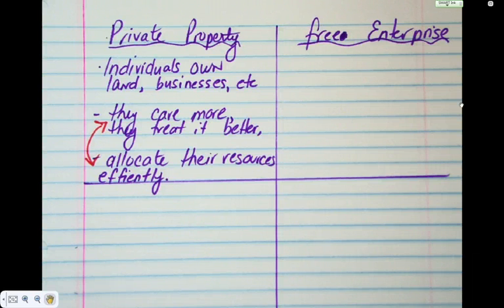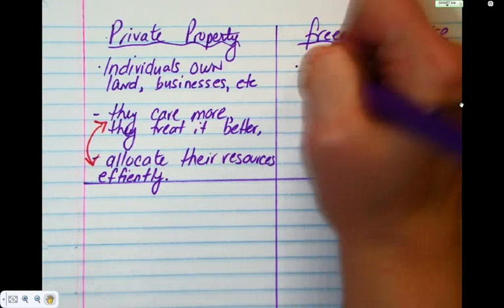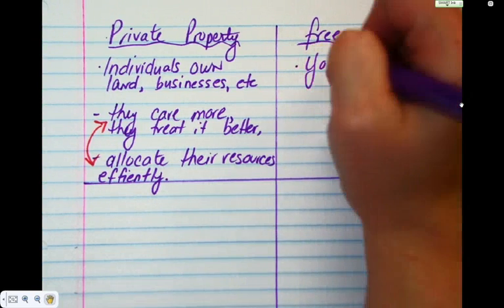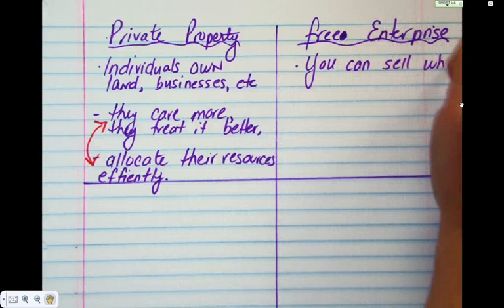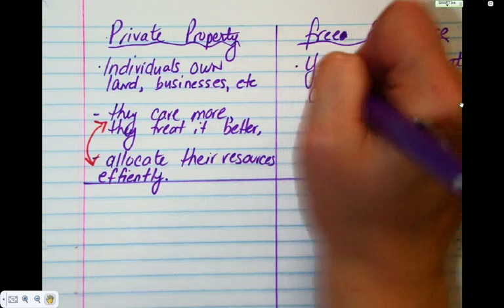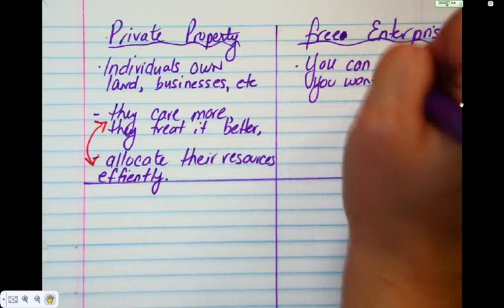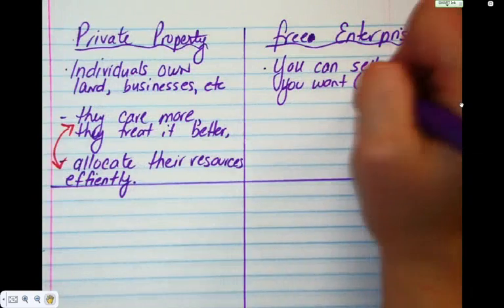What about other types of economies? If we look at a command economy or communism we've talked about, who tells people what they can sell? The government. That's our kind of economy. Free enterprise means you can sell what you want within legal limits.